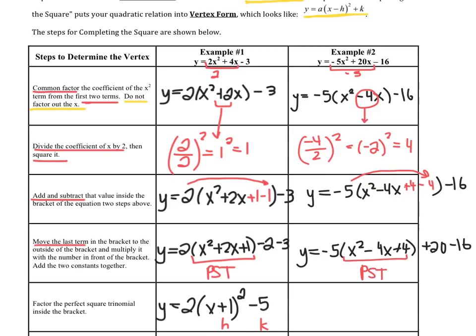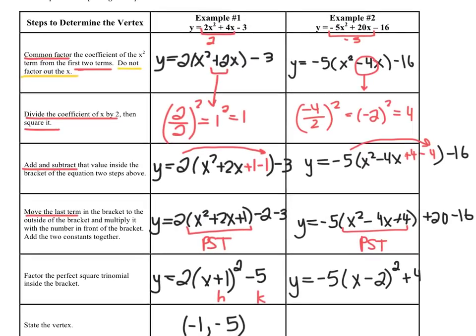The outsides are perfect squares, and because I did that magic number operation, I know it's a perfect square. I don't have to check it. So now when I factor it, I have negative 5. The square root of x squared is x. The square root of 4 is 2. I put minus because the middle term is subtraction. And I square it and collect my like terms. 20 minus 16 is positive 4, which makes my vertex positive 2, positive 4.